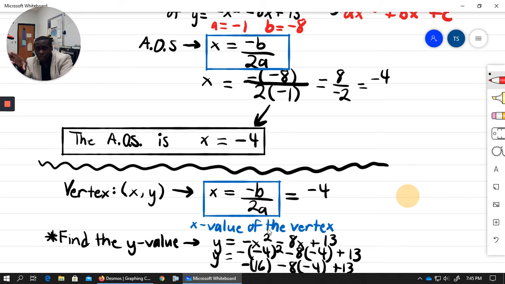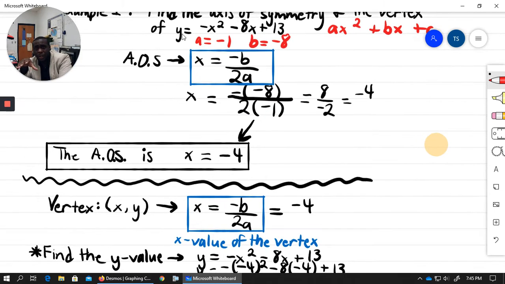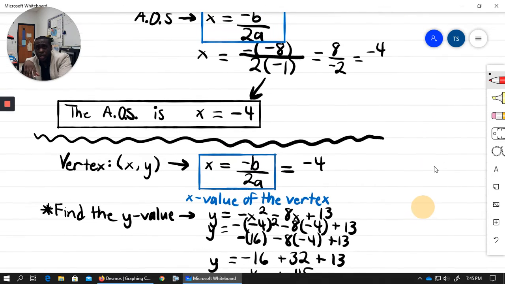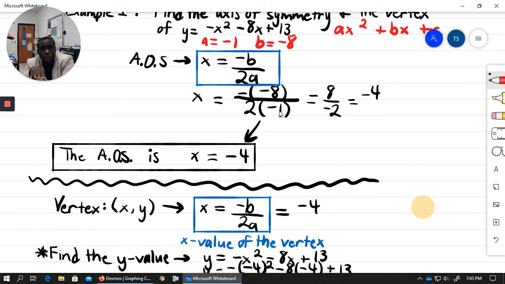And so again, if you were on Delta Math and you had a problem where it was asking you to find the vertex of a problem like what you see here, then we would need to, again, use that formula, and you would need to show your work showing how you're plugging in the a value and the b value, and you were able to get the -4.